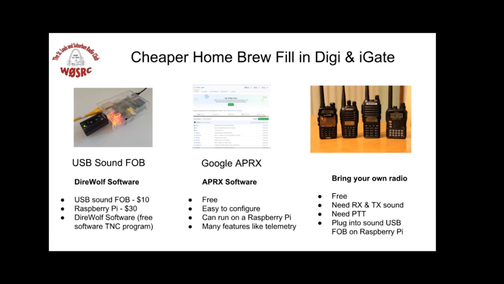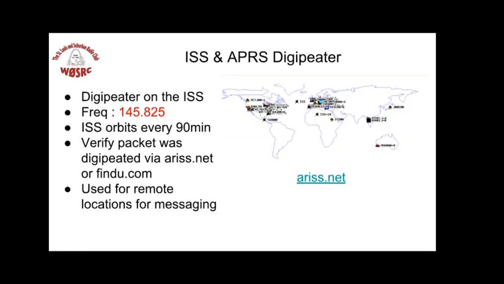And then you could do it even cheaper with the USB sound card, a Raspberry Pi, the software, and then you could literally get your HT and plug it into the headphone jack and the push-to-talk jack, the mic jack, and do that. So that's an even cheaper solution if you want to mess around. Okay? A couple more slides.